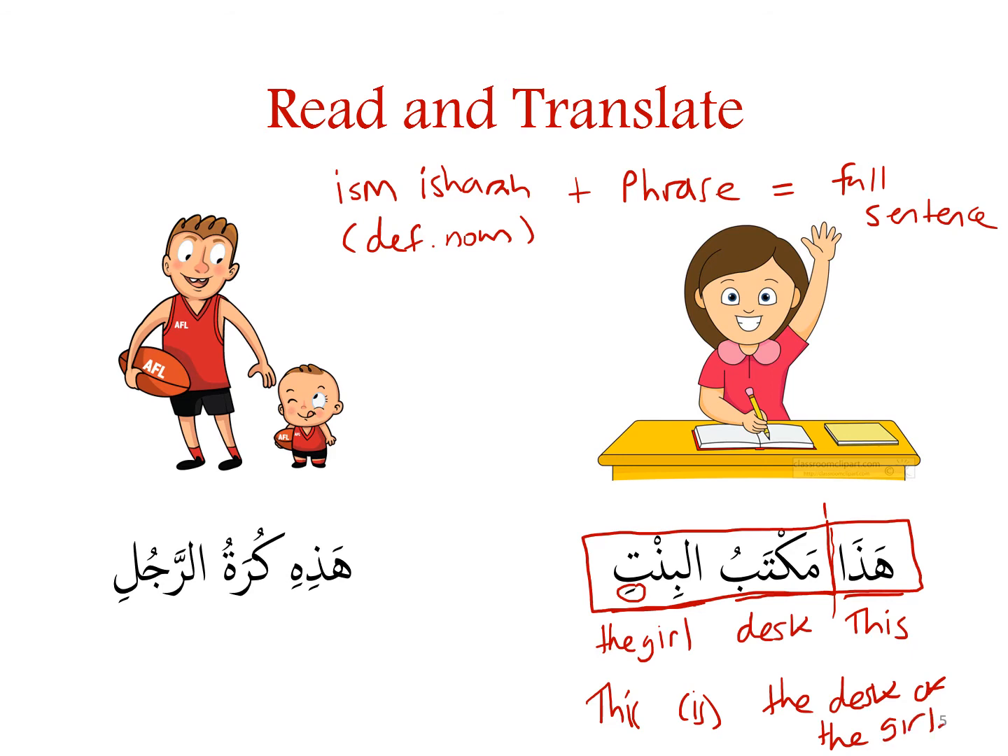So we translate the mudaf first, and then the mudaf ilayh. This is the desk of the girl. Now alternatively, you could have said this is the girl's desk. It's the same meaning, it's still possessive. And notice here the ism ishara هذا is in the masculine singular to match the mudaf in its gender and its number, so this is singular, this is masculine, so it needs to match the mudaf.